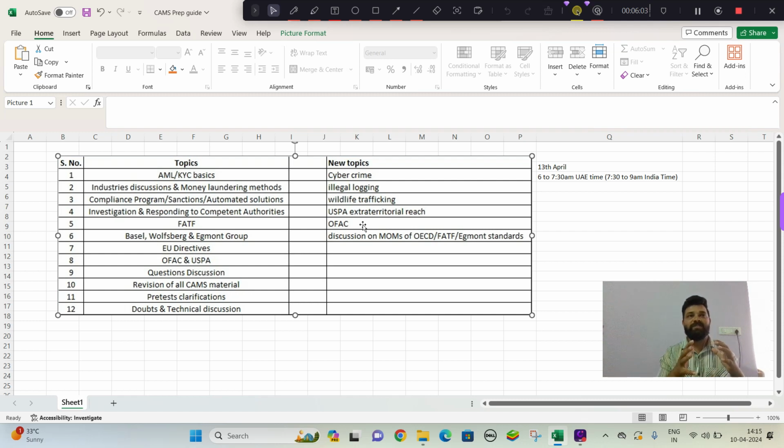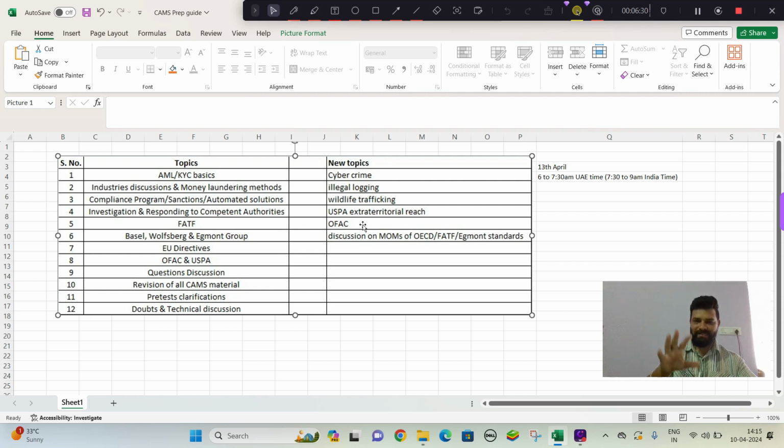And also certain MOMs, we are going to discuss them. Nobody in the world, no trainer, is going to discuss MOMs, but we are going to try to understand MOMs, minutes of meeting. If there is any international meeting happening, we'll try to understand the MOMs of certain particular groups. They conduct meetings regularly.